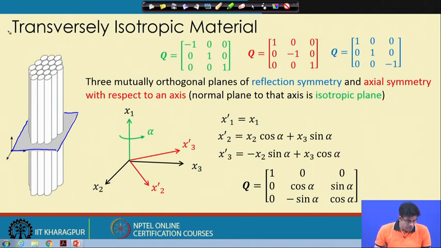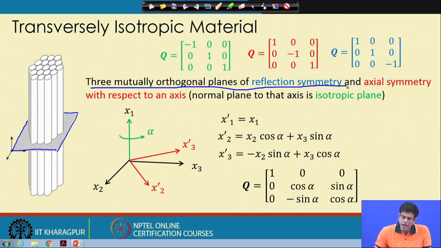Now, for a transversely isotropic material, we start with the orthotropic material. For an orthotropic material, we know that there are three reflection symmetries, or mutually orthogonal planes having reflection symmetry. This condition comes from the orthotropic condition, for which we know the constitutive matrix, and which has 9 independent constants.